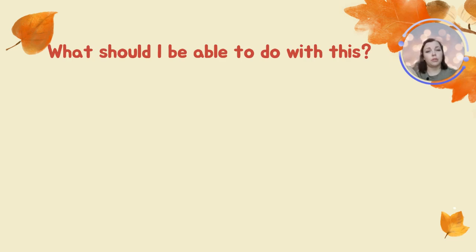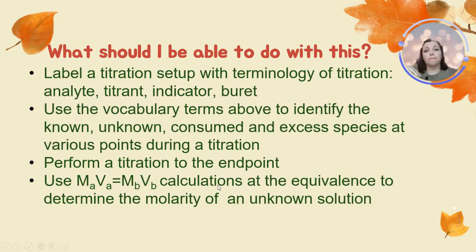But what should I be able to do with this right now? So you should be able to label a titration setup with the terminology of the titration: analyte, titrant, indicator, burette. You should know the vocabulary terms there and be able to identify the known, the unknown, the consumed and excess species at various points during the reaction. You should be able to perform a titration to the endpoint, and you should be able to use MAVA is equal to MBVB calculations at the equivalence point to determine the molarity of the unknown solution.